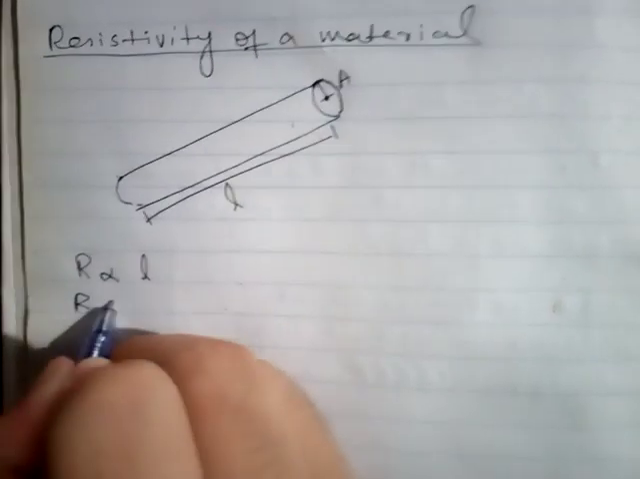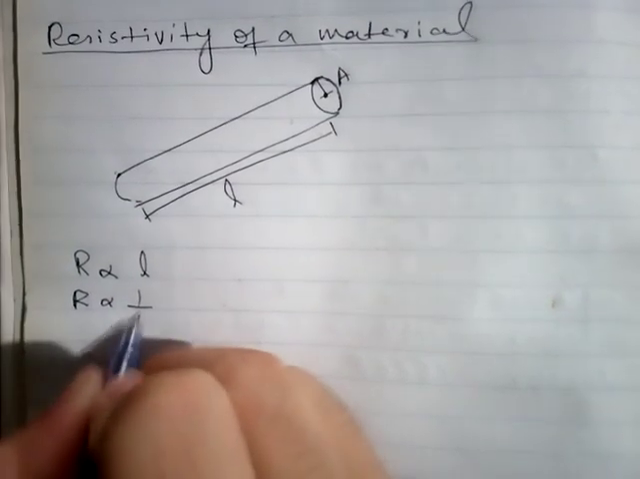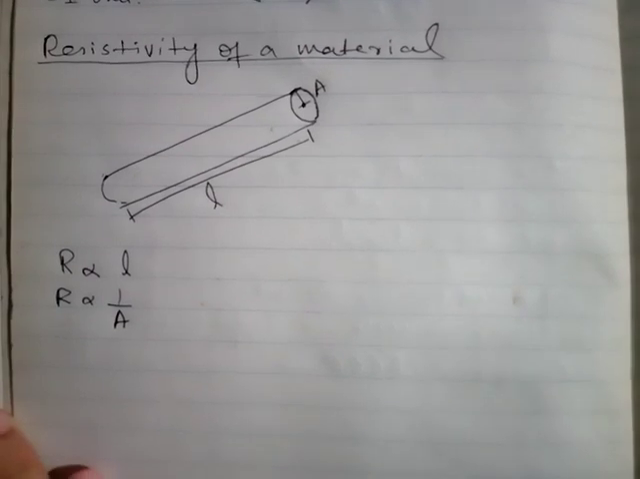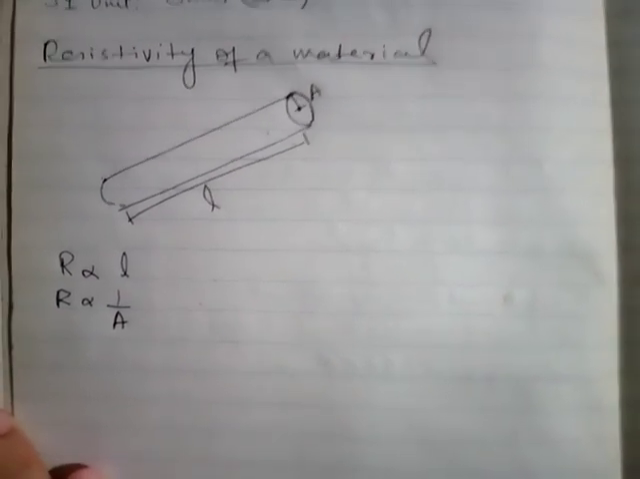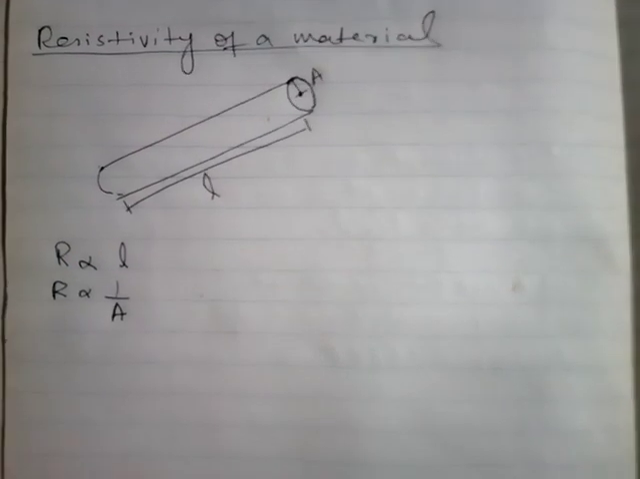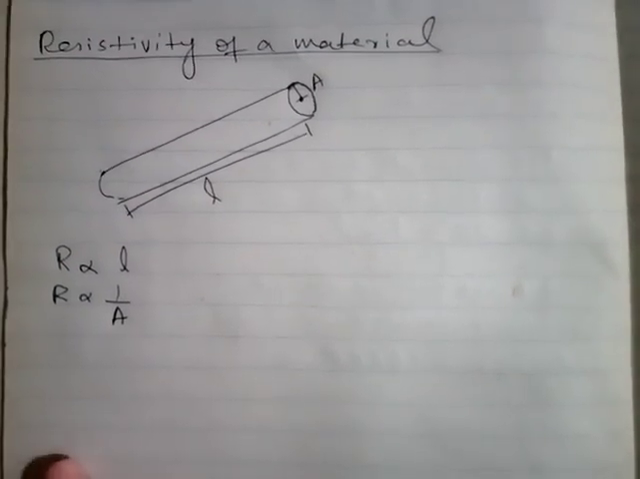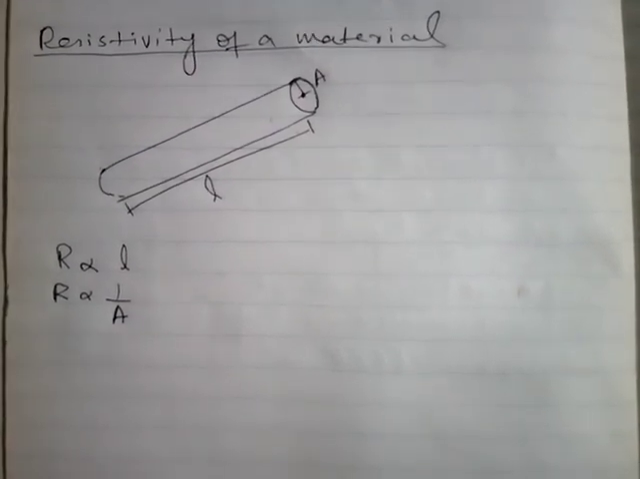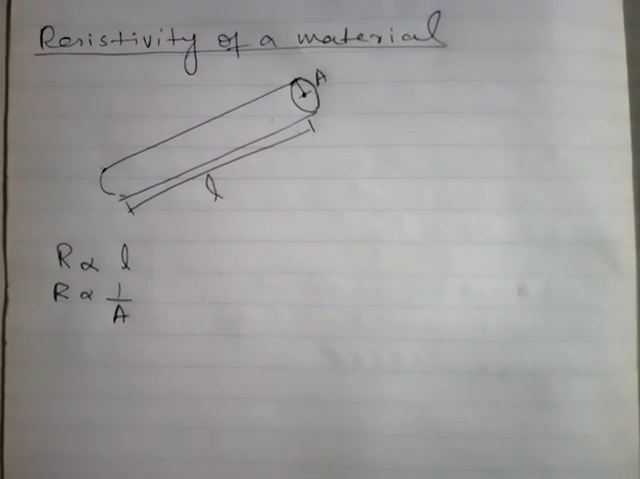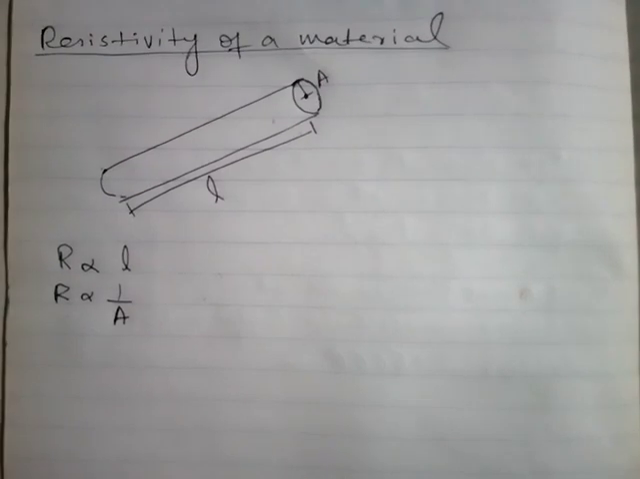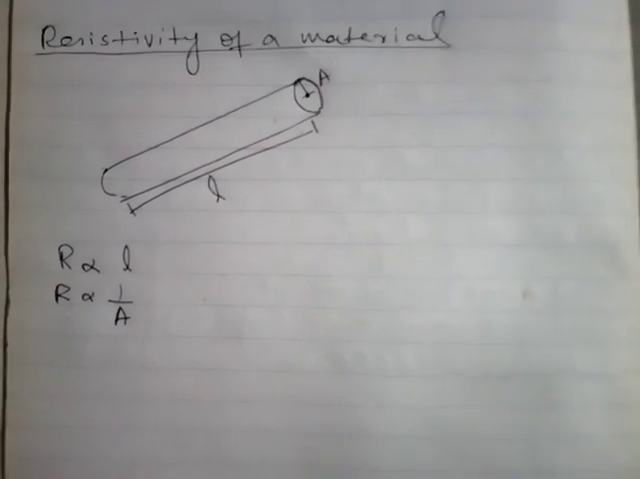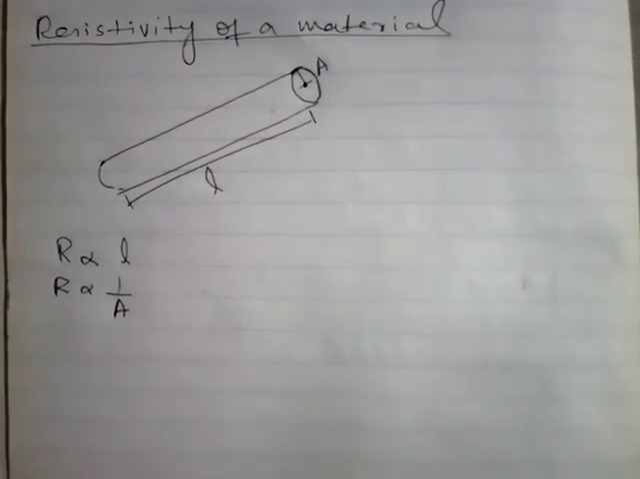Resistance is inversely proportional to area. Why is resistance inversely proportional to area? Because if the area of the conductor is increased, then the resistance will be decreased. So if you have a conductor of a small area, then you will have a large value of resistance. If you have a conductor of a large area, then its resistance will be of small magnitude. So resistance is inversely proportional to area.